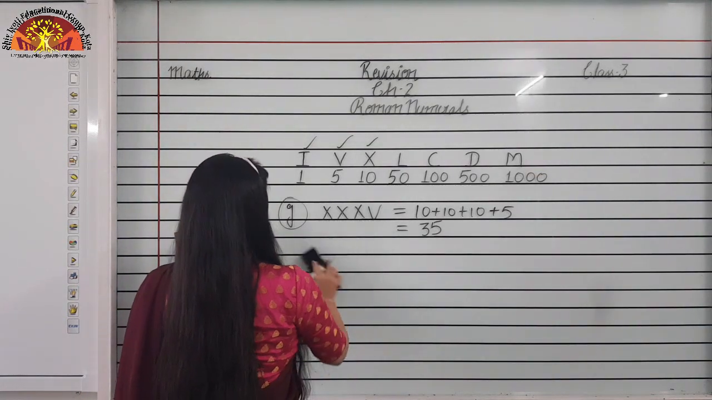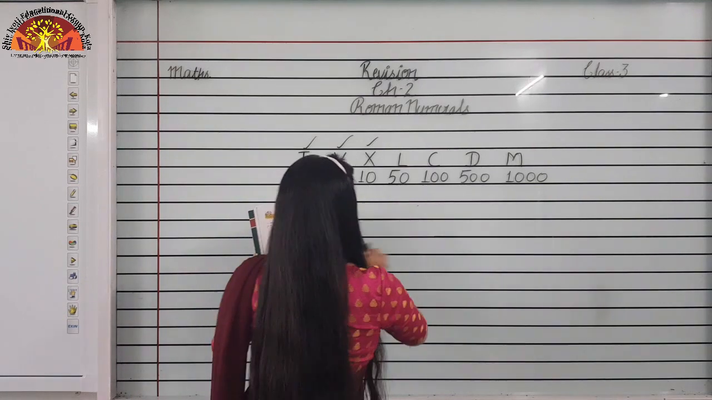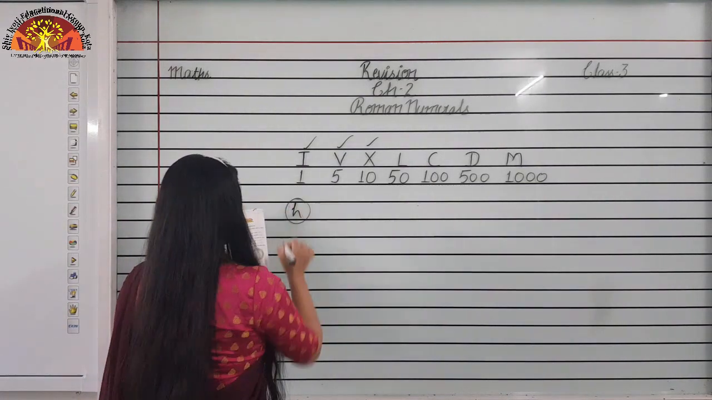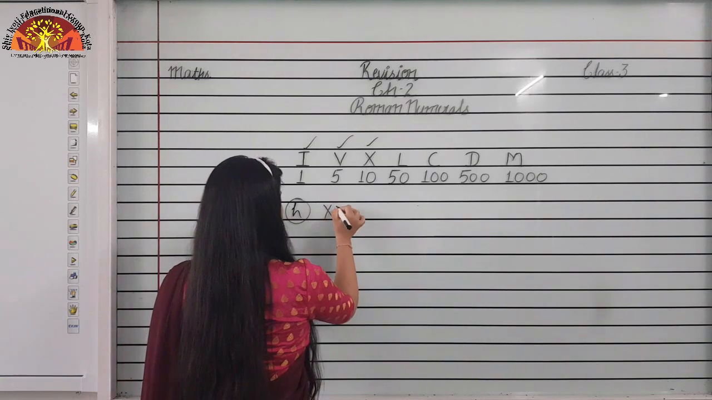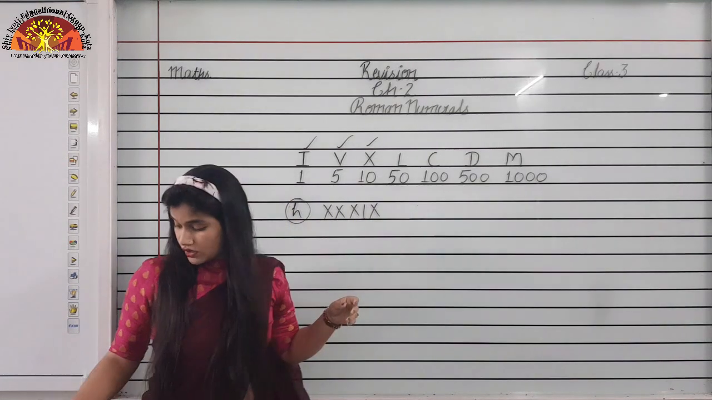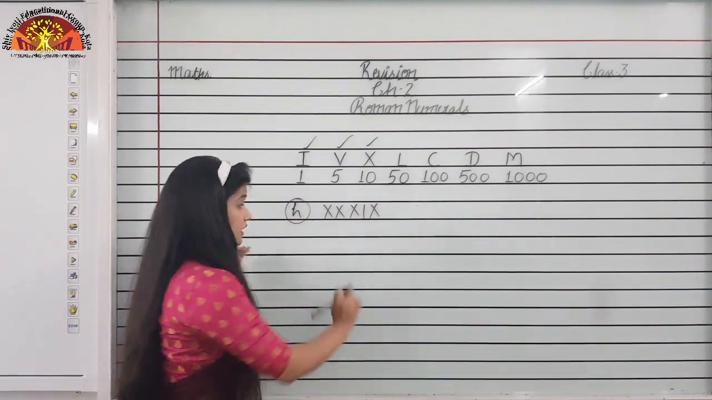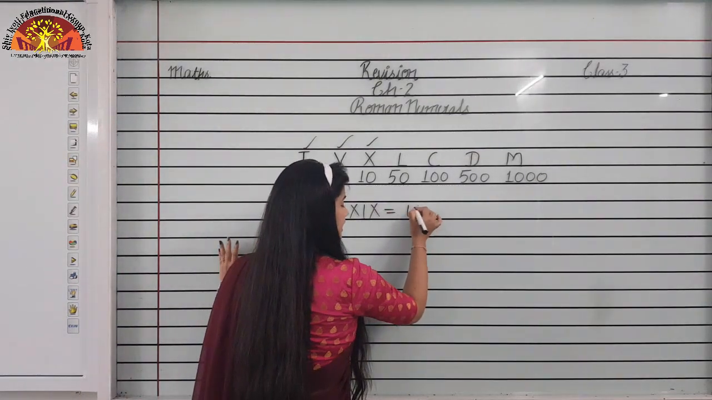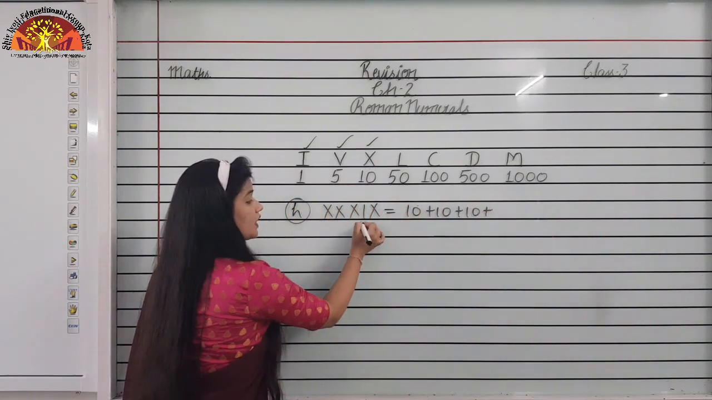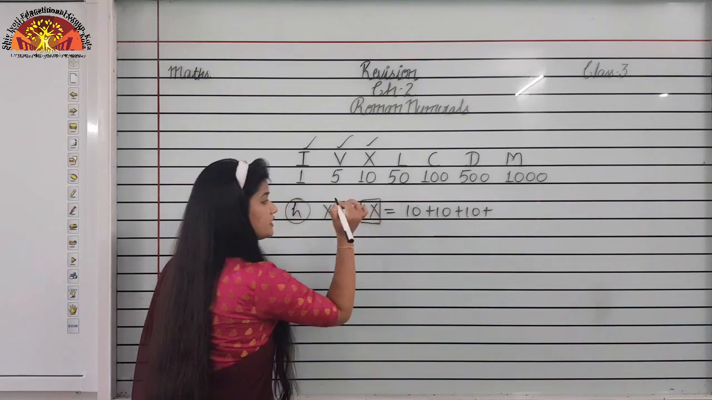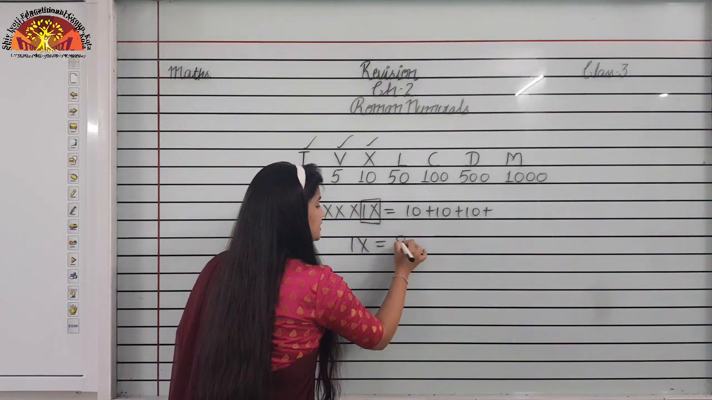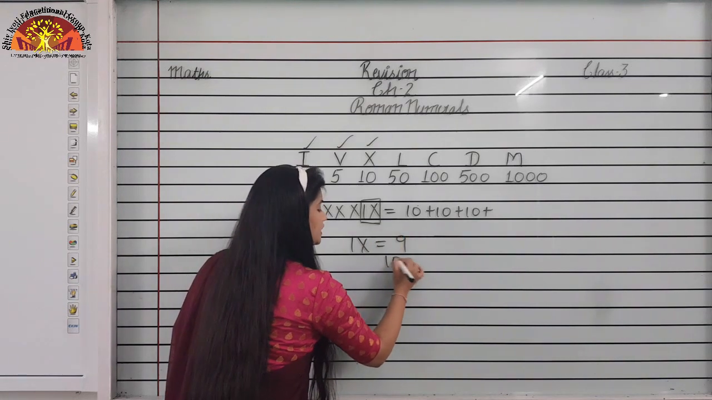Now we take one more question, and we are taking H part of this question. H part of question number 2, and the H part is 3 times X and then IX. So again we can see 3 times X, the value of X is 10, then again 10 plus 10. Now IX, students, as I have told you, the value of IX is 9 because we are doing 10 minus 1.